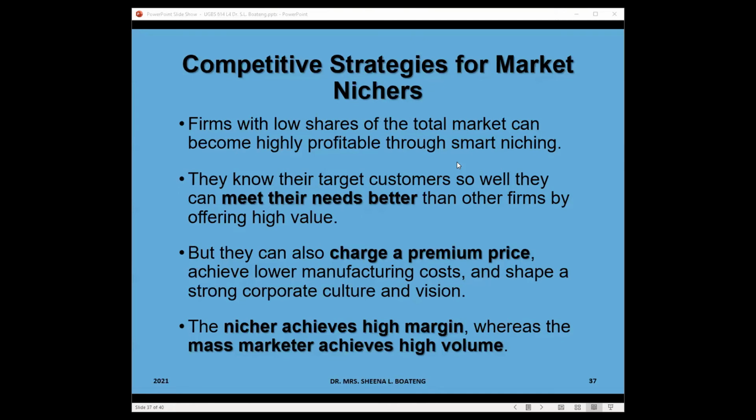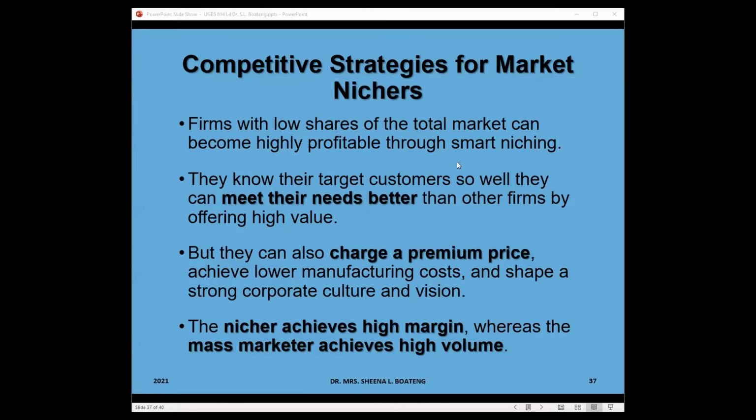right? And because the market is not so large, it is very easy for the market nicher to learn about the unique individual needs of the customers within these markets. And that way they are able to serve them better and offer them high value, which these other larger firms who usually deal with markets on a mass level would generally ignore.